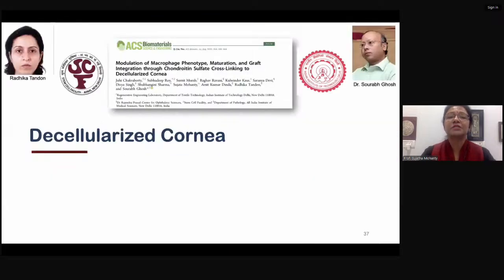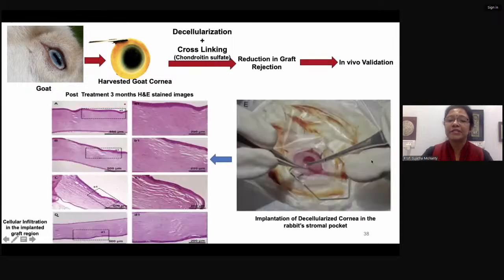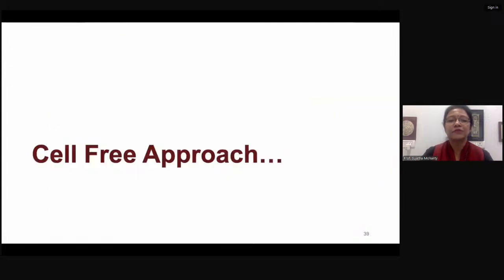Second is in collaboration with IIT Delhi, Dr. Saurabh Ghosh and Dr. Radhika. So can we optimize the use of cornea in terms of decellularizing them and doing the cross-linking with chondroitin sulfate so that we can use them? We started with goat cornea, and we did decellularization and the cross-linking with chondroitin to maintain its ECM. We did some in vivo validation in an animal model, and we found that it is perfectly compatible and very good for the growth of the cells. So we may take this forward also in first-in-man.